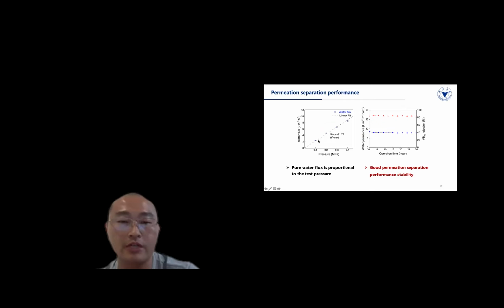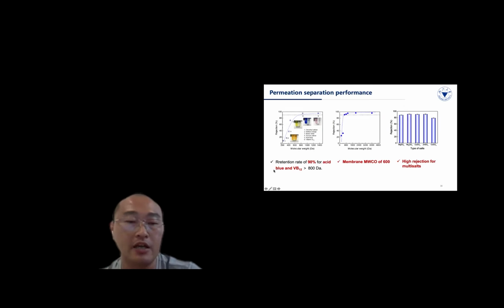For this membrane's pressure resistance, we can see from here that the membrane has good pressure resistance. After 30 hours of testing, the membrane performance was very stable. This is the membrane rejection, and we used some solutes to check the molecular weight cut-off. The molecular weight cut-off is around 600. This is a typical nanofiltration membrane.